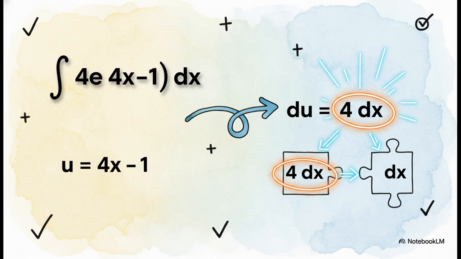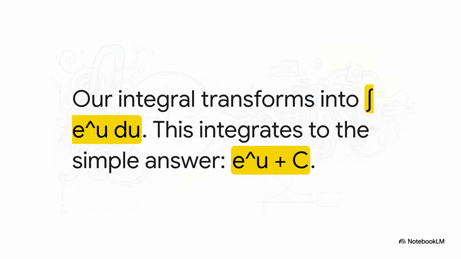Now here comes the crucial moment. Look back at our original integral. We have a 4 and a dx sitting right there just waiting for us. It is a perfect match. This is the green light that tells us substitution is exactly the right move. Now for the magic. We replace the 4x minus 1 with u, and we replace the 4 dx with du. And look what happens. Our complicated-looking integral just transforms into, simply, the integral of e to the u du. And we all know that's one of the easiest integrals in all of calculus. It's just e to the u plus our constant of integration, c.